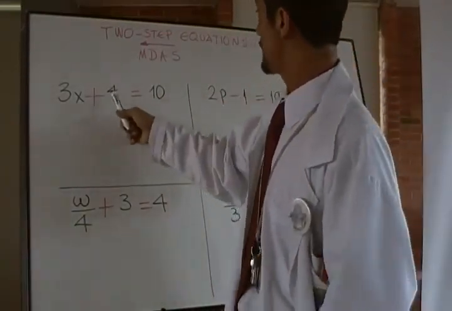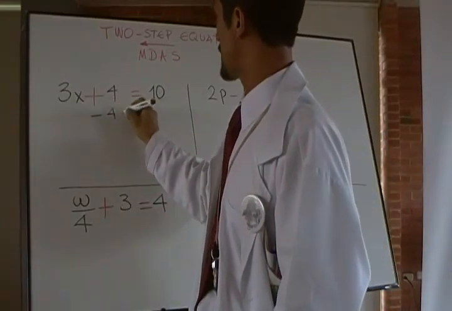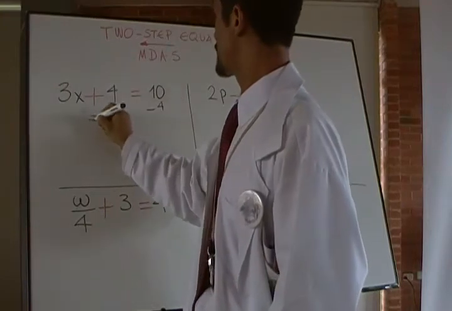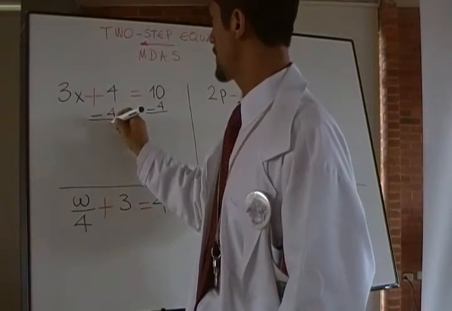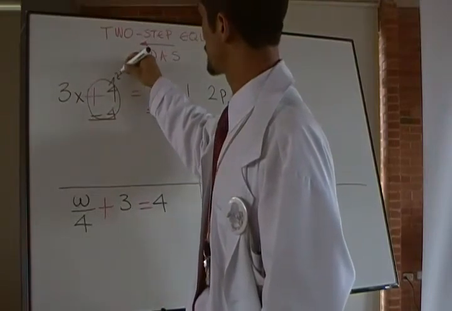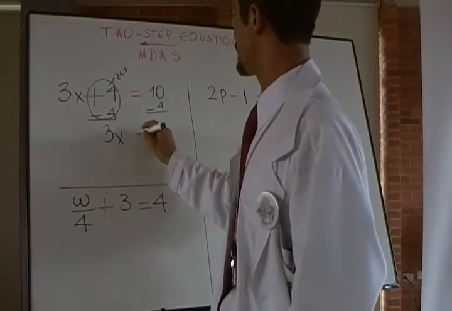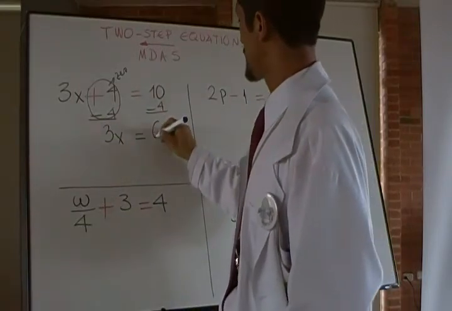So here first, this operation is addition. The inverse of addition is subtraction. So I'm going to subtract 4 from both sides. Here I have a 0 pair. This is 0. And then 3x will remain. 10 minus 4 is 6.